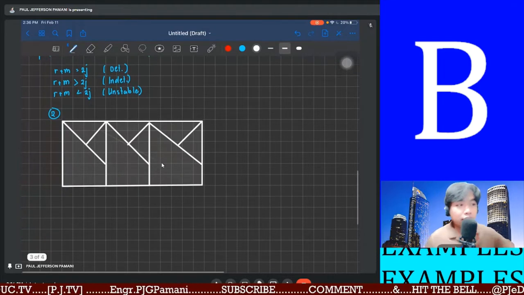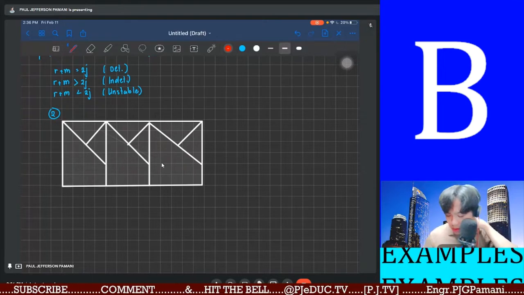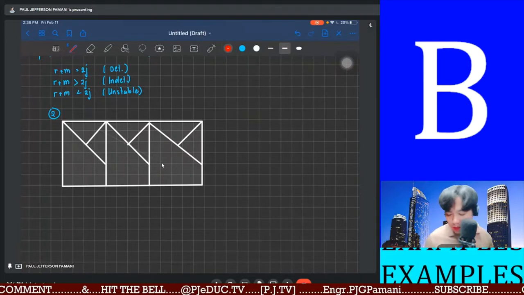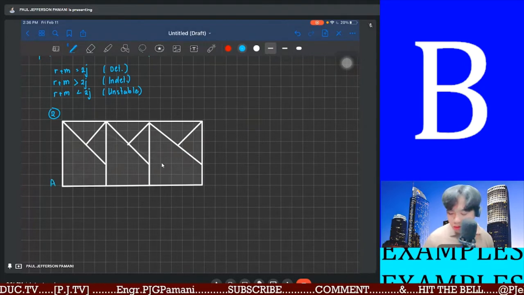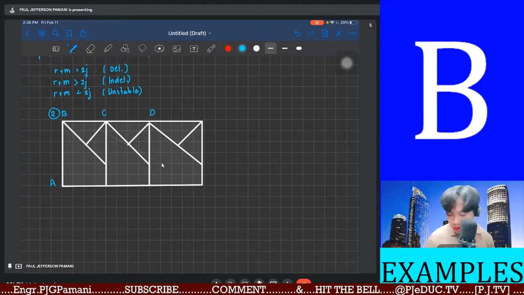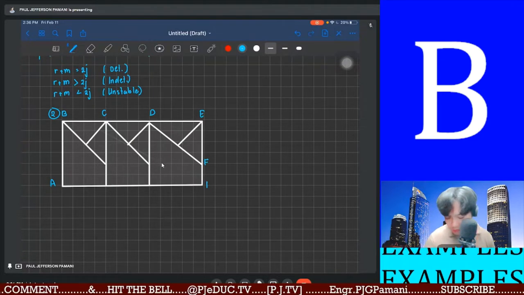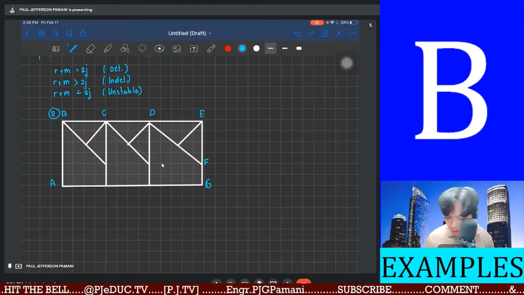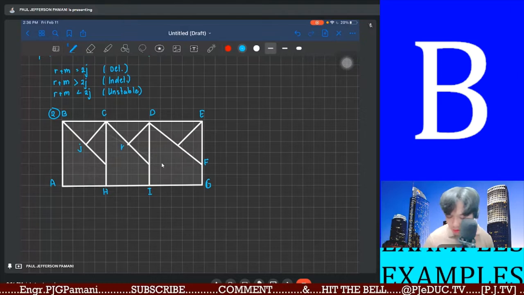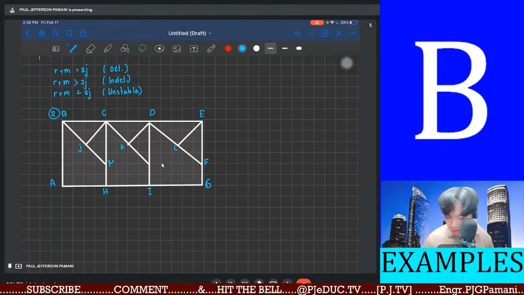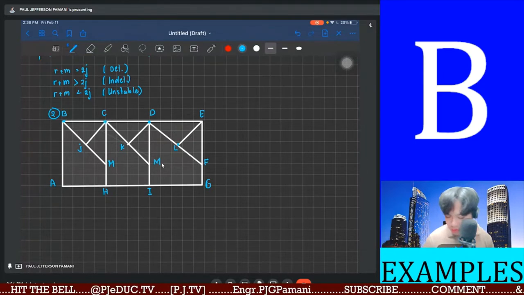So for instance, we have this truss system. Identify, let me try placing a hinge. Okay na lang magsabi kung saan nyo gustong ilagay para mas maganda. So lagyan ko muna ng joints. B, C, D, E, F, G, H, I, J, K, L, M, and N. So we have those joints.